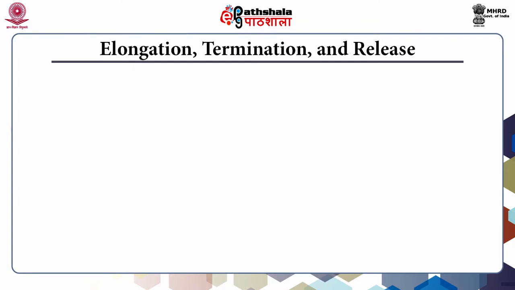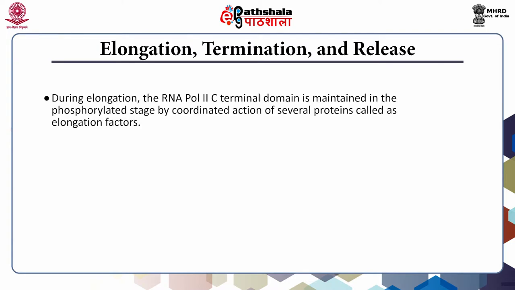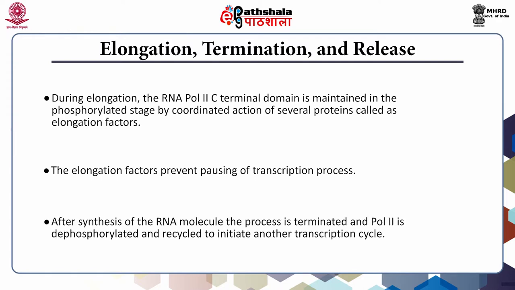Elongation, termination, and release. Transcription factor 2F is associated with polymerase 2 throughout the elongation phase. During this step, the RNA polymerase 2 C-terminal domain is maintained in the phosphorylated state by the coordinated action of several proteins called elongation factors. The elongation factors prevent pausing of the transcription process and are also involved in the interaction with protein complexes that mediate post-transcriptional processing of messenger RNA. After synthesis of the RNA molecule, the process is terminated and polymerase 2 is dephosphorylated and recycled to initiate another transcription cycle.